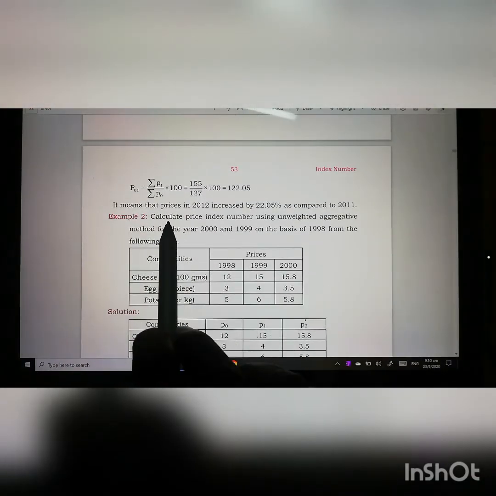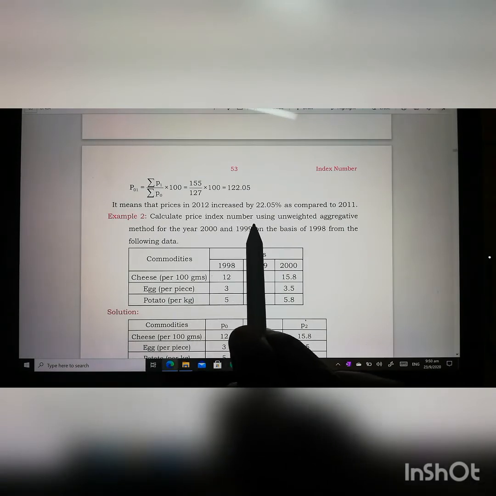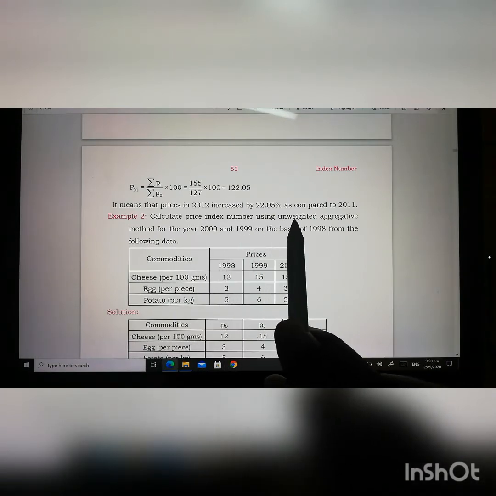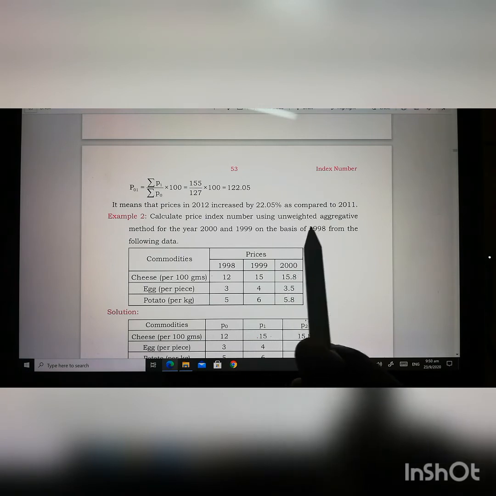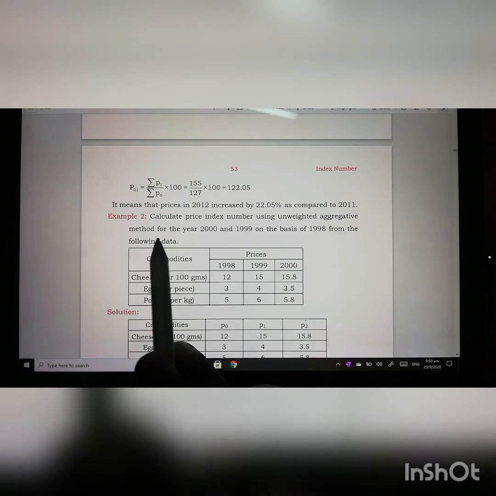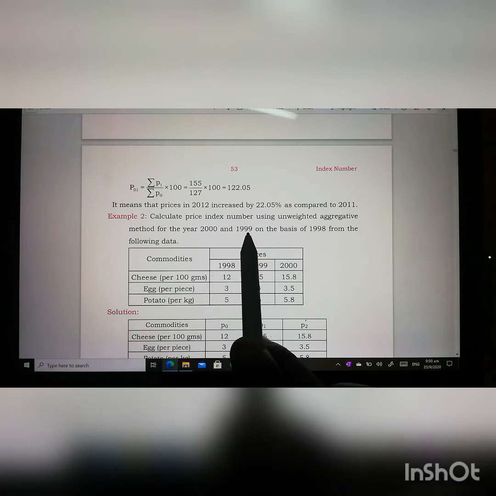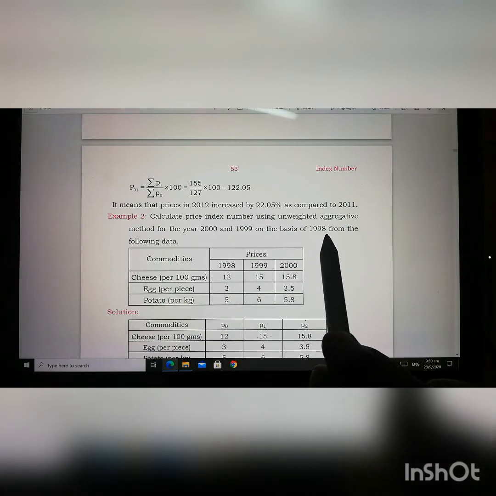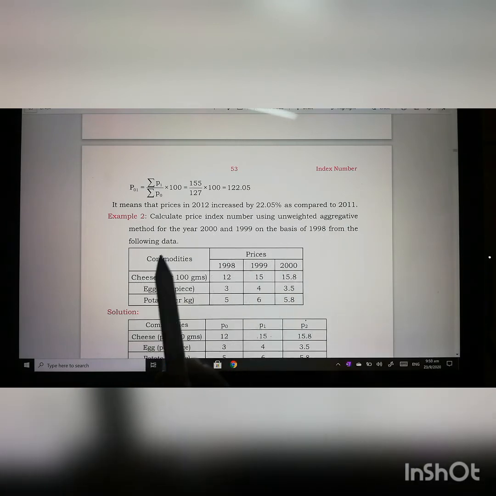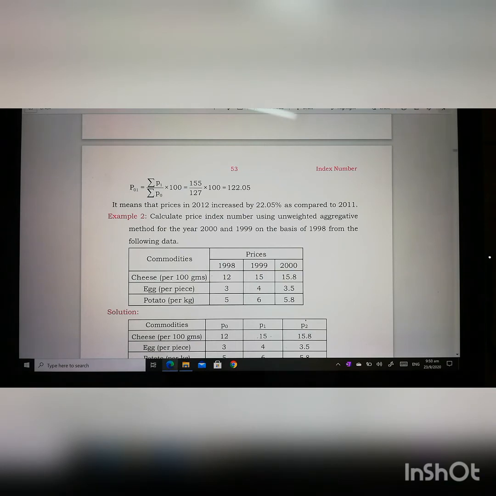Calculate price index number using unweighted aggregative method for the year 2000 and 1999 on the basis of 1998 from the following data. See here, the question is very simple. Now what is this? This is something peculiar that has been given to us.